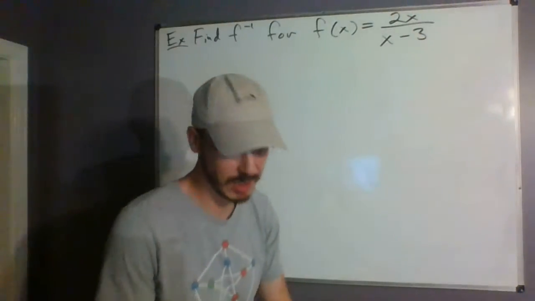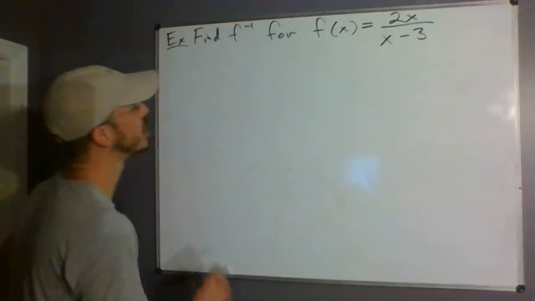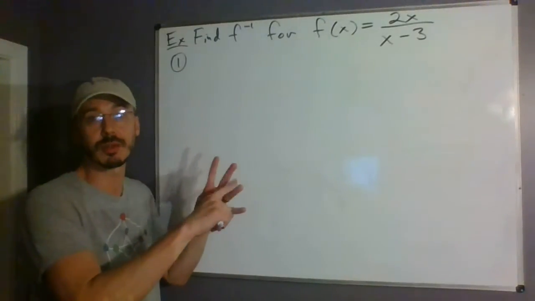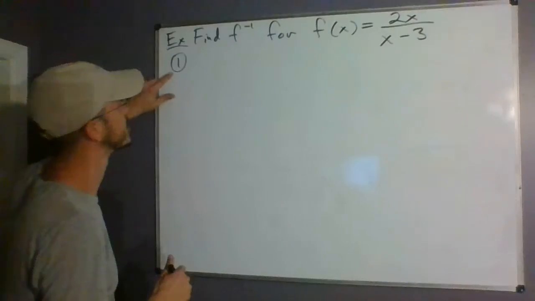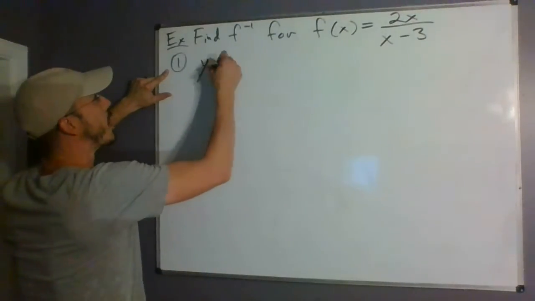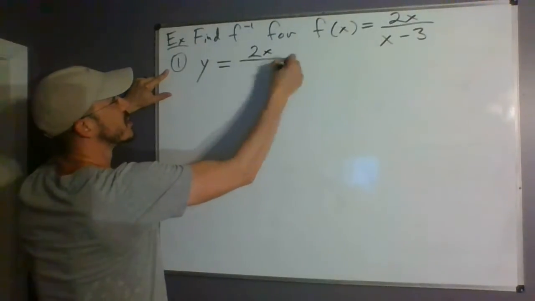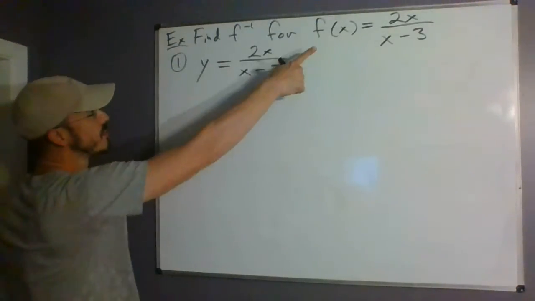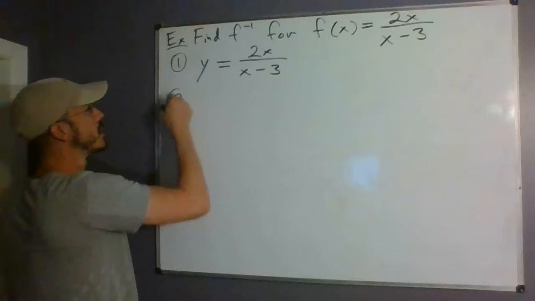A little more complicated, and it's going to take a couple more steps, but as far as the steps of finding the inverse, it's just 1, 2, 3, 4. We'll go through those same 4 steps. I'm going to write y equals 2x over x minus 3. Just replacing the function notation with the variable y.